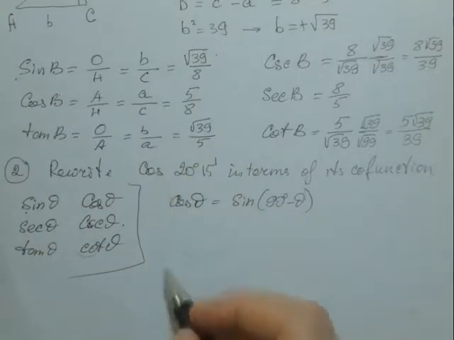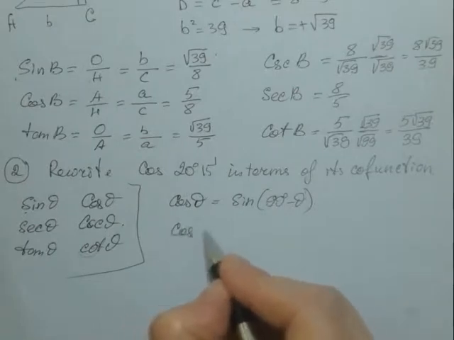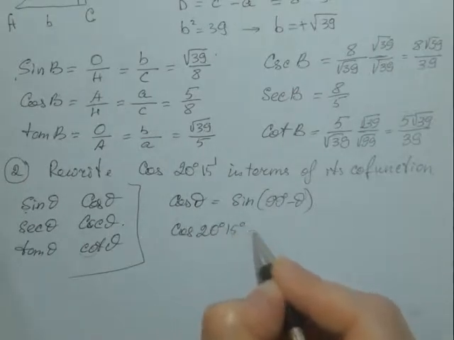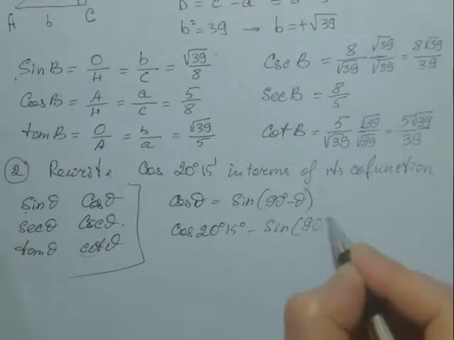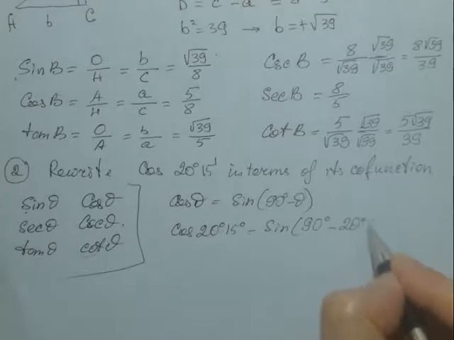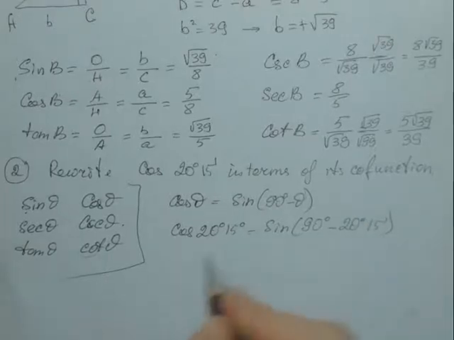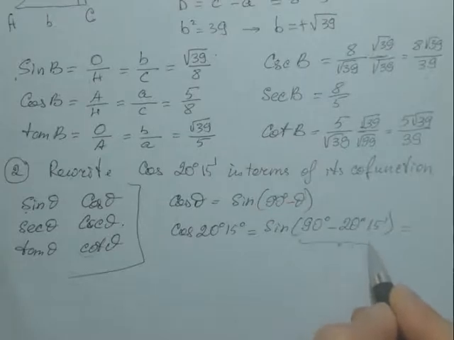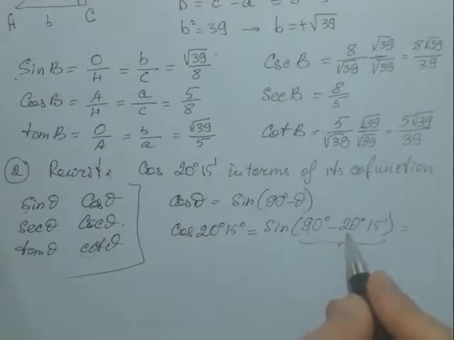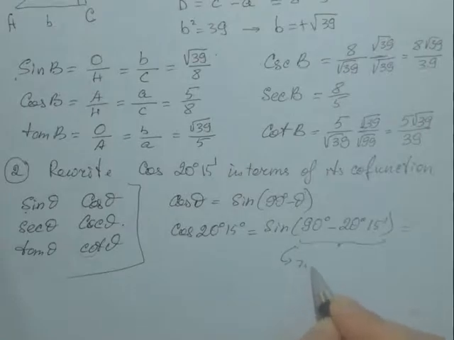So let us use this for cosine of 20 degrees 15 minutes. It must be equal to sine of 90 degrees minus 20 degrees 15 minutes. Let us simplify it a little bit. We want to subtract 20 degrees 15 minutes from 90 degrees. 90 minus 20 is 70 degrees minus 15 minutes.